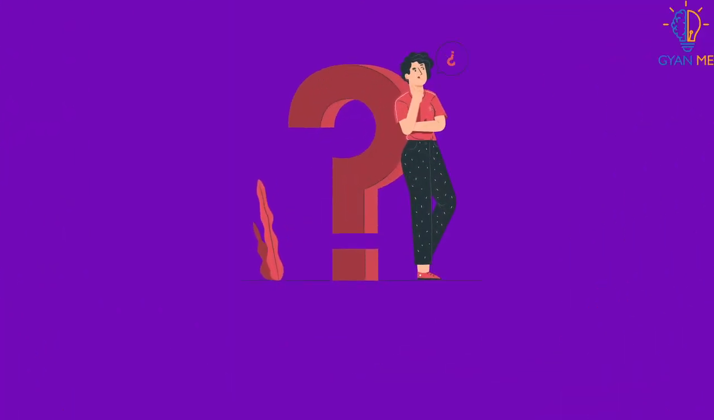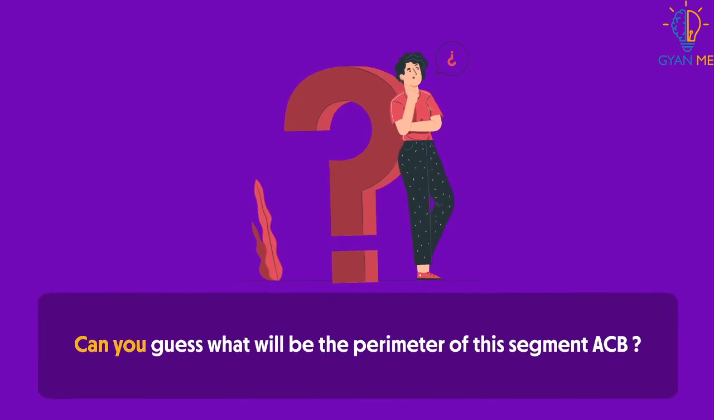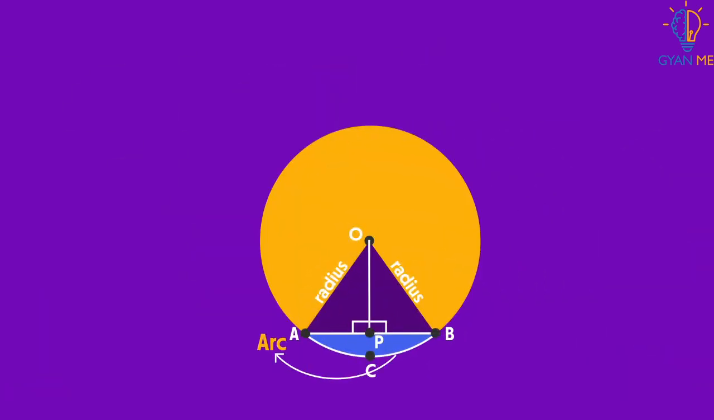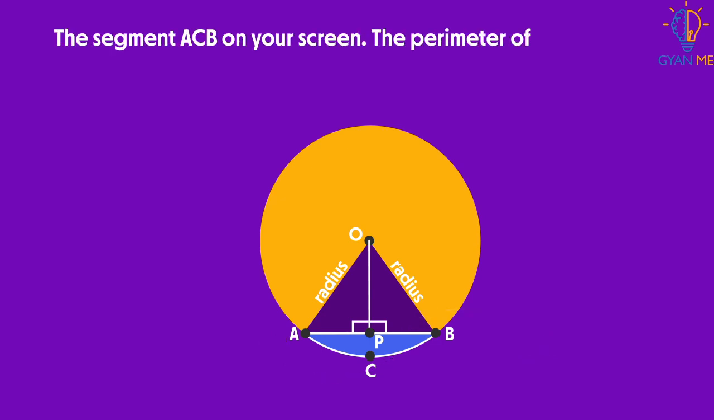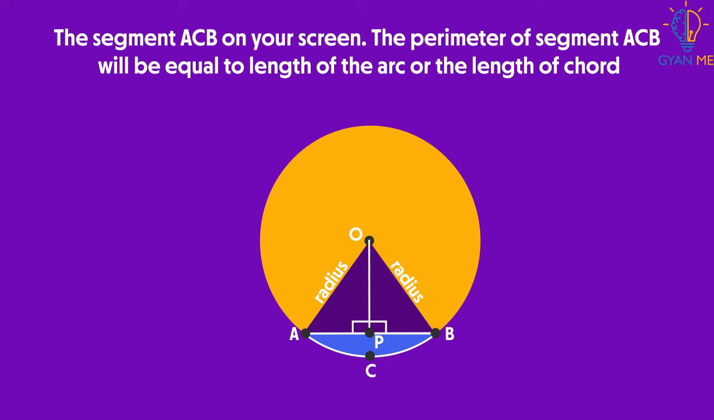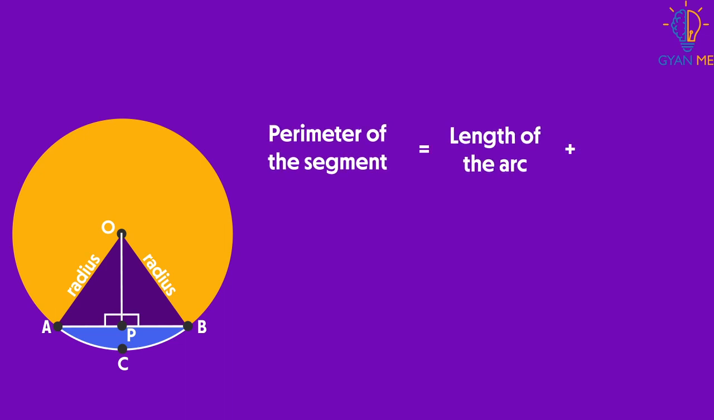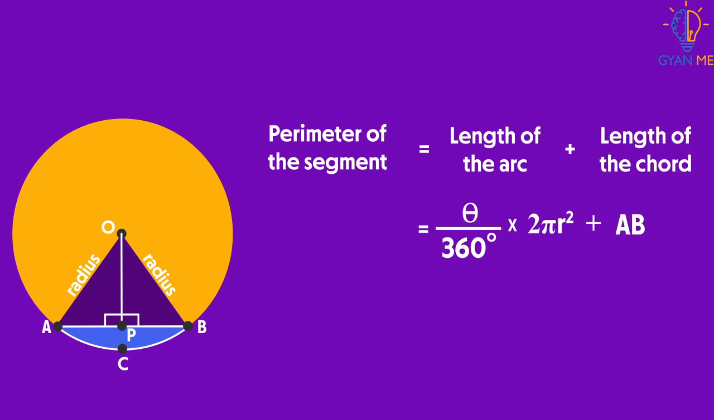Students, considering the same segment again, can you guess what will be the perimeter of the segment ACB? We know that the segment of a circle is made up of an arc and a chord of the circle. Consider the same segment as in the given figure. Recall that perimeter is outer boundary of the shape. Therefore, perimeter of the segment is equal to length of the arc plus length of the chord, which is equal to theta upon 360 into 2 pi r plus length of AB.